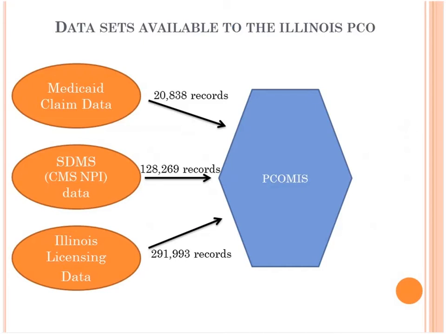SDMS Delta file, the pre-validation was like 140,000 down to 128,000, down to 40,000. And then we had nearly 300,000 Illinois license data records. Now, just because we have that many records in Illinois licensing, that doesn't mean they're practicing physicians, practicing dentists, psychiatrists, or anything else.